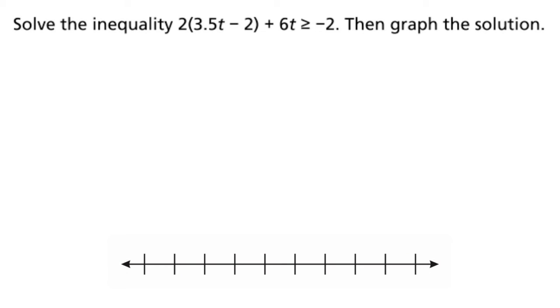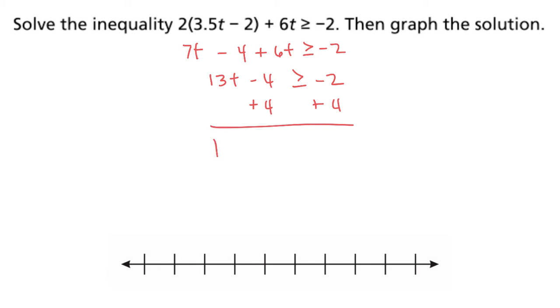Taking a look at one more example, step 1 to solve this inequality would be to expand. So here when I multiply by 2, I'll end up with 7t minus 4 plus 6t greater than or equal to negative 2. I'll combine my like terms of 6t and 7t to get 13t minus 4 greater than or equal to negative 2. Now I can add 4 to both sides.